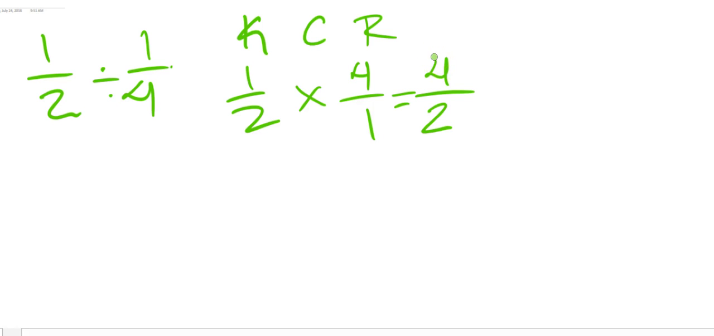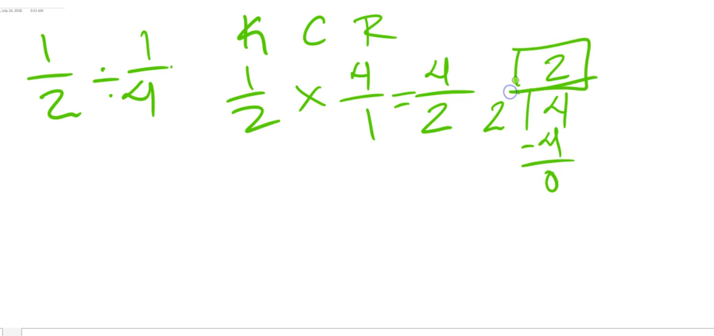So here's what you do. You just divide. 4 goes inside the house, 2 goes outside the house, 2 goes into 4 twice, 2 times 2 is 4. We have no remainder, so our answer for this problem is 2. That is one example of how you divide fractions.